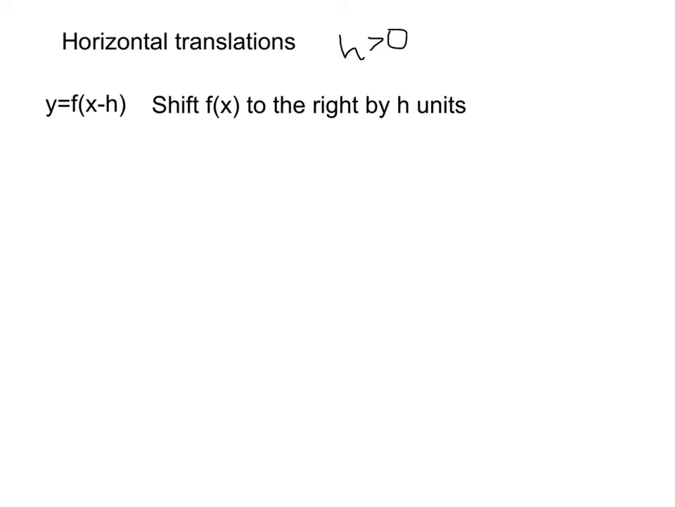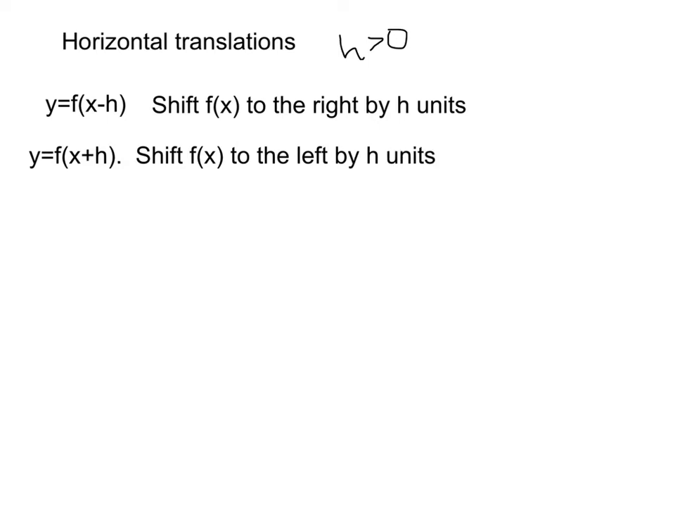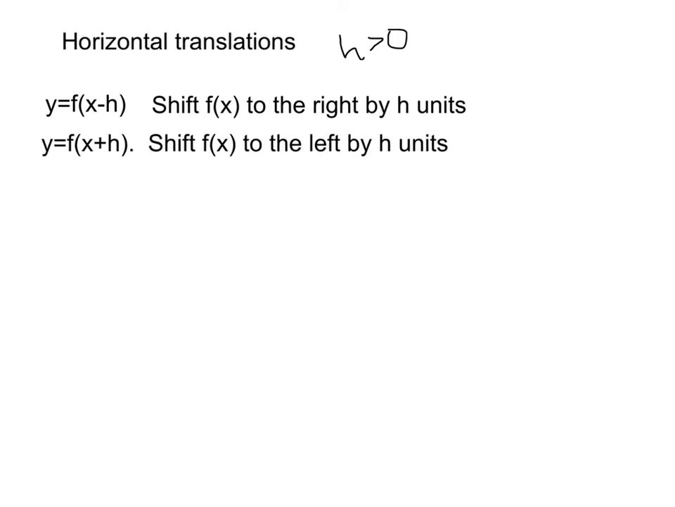If we consider the function y is equal to f evaluated at x plus h, this refers to a shift of the function f of x to the left by h units. Okay, and again on this one, I tend to think about some of these things by thinking about what value of x in the parentheses would make that 0.